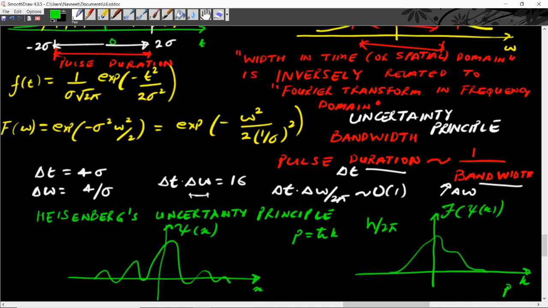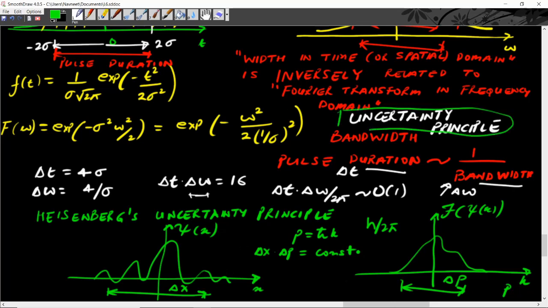And now we can see that the width of this waveform delta x would be inversely related to the width of the Fourier transform of this wave function in the wave number domain or the momentum domain. And therefore, in quantum mechanics, we have delta x times delta p is equal to a constant. So this Heisenberg's uncertainty principle also follows from the uncertainty principle of the Fourier transform.